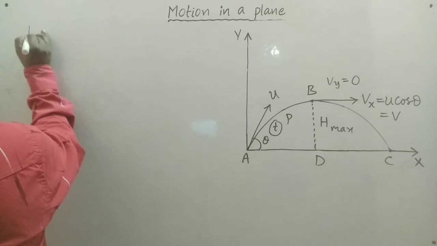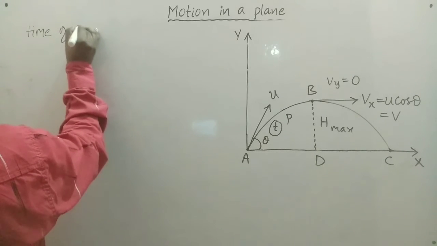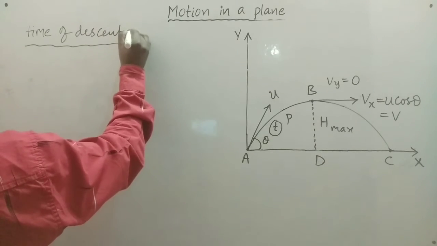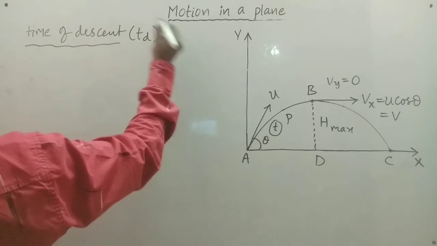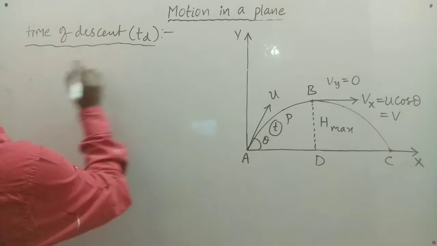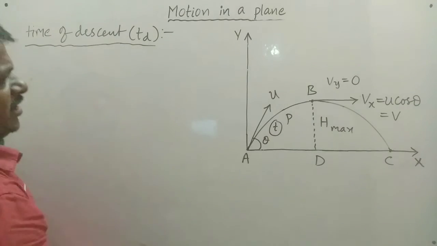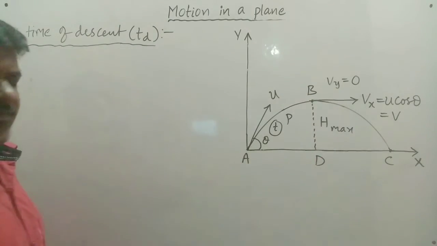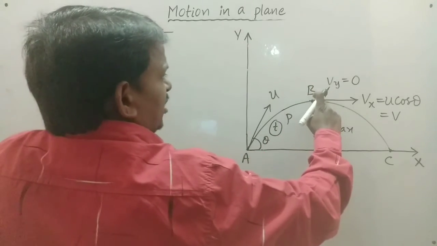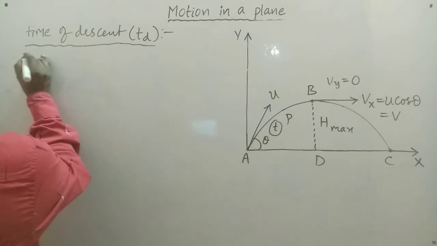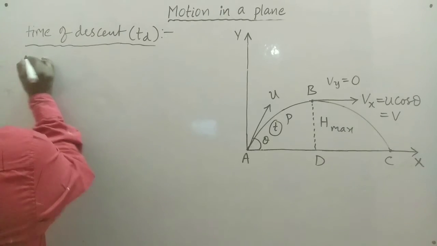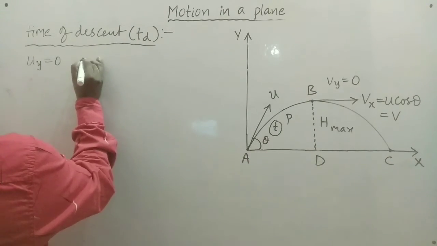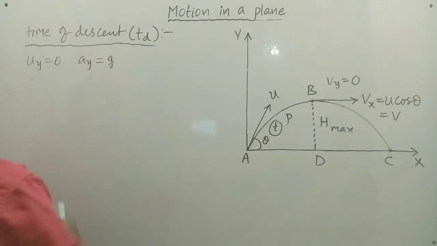Time of descent. Here, the time taken by the oblique projectile to reach the ground from maximum height is called time of descent. Here, B is the starting point and C is the ending point of the journey. That is, it is coming down. That's why Uy is equal to 0. Next, Ay is equal to plus g only, we should take.